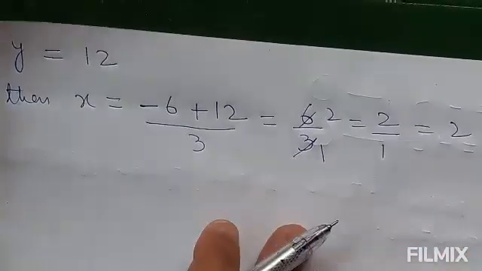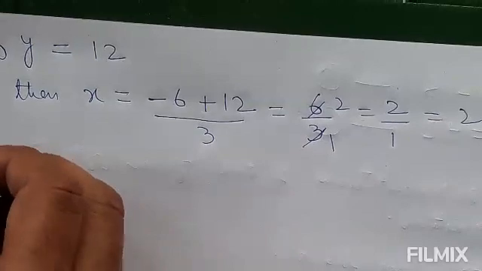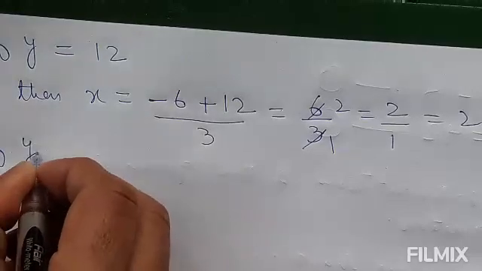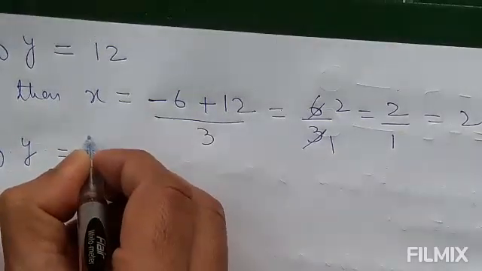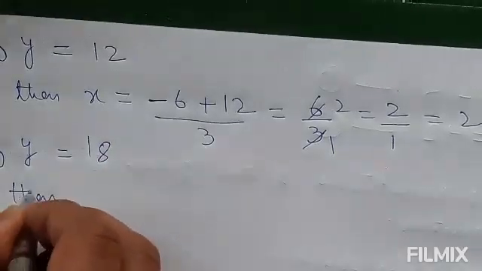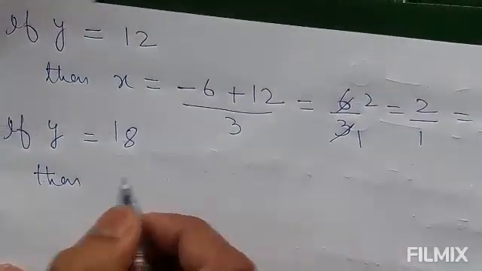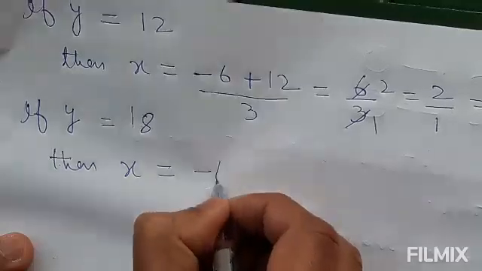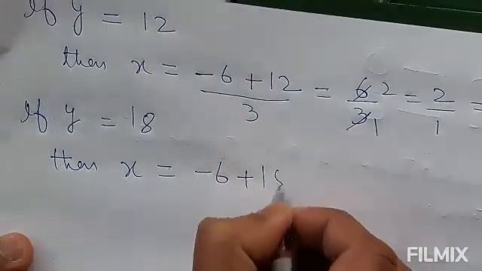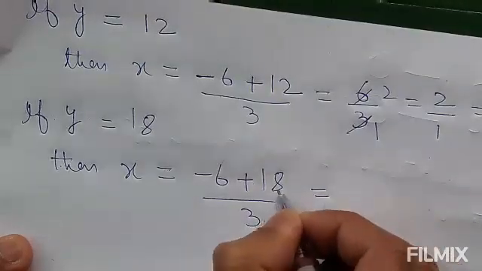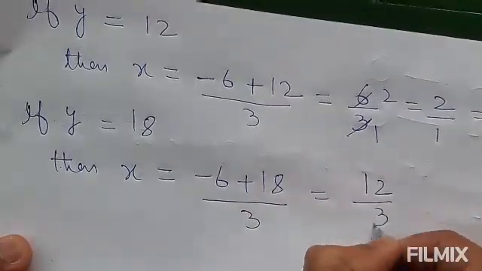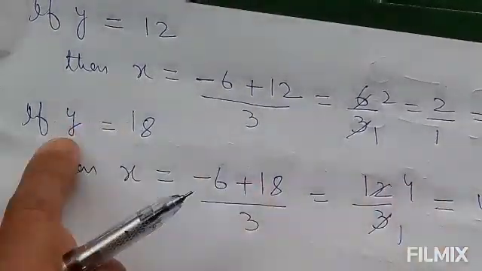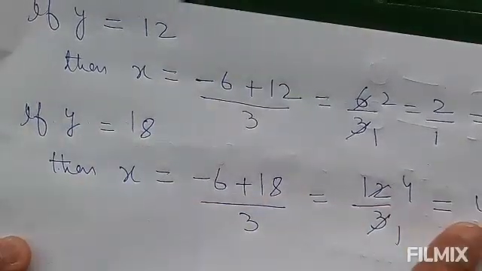Do you follow me? Okay, if we take another value of y, if y equal to 18, then x equal to minus 6 plus 18 divided by 3. It's 12 by 3. 3 ones are 3, 3 fours are 12. The value of x is 4. If y is 18, then x is 4.